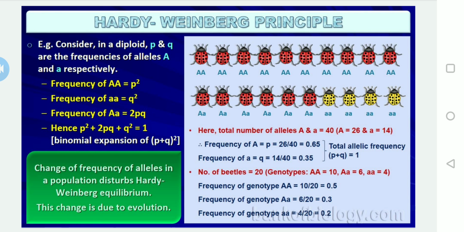Okay, if you substitute the same values in the formula, (p plus q) whole square is equal to p square plus 2pq plus q square. In the place of p square, write down 0.5, then for capital A small a, you can write down 0.3, and for q square, 0.2. So after adding everything, you just add 0.5 plus 0.3 plus 0.2, how much will you get? You will get 1. So the above values can be expressed as a percentage in terms of p and q, which is equal to 100%. That is nothing but p plus q is equal to 1.